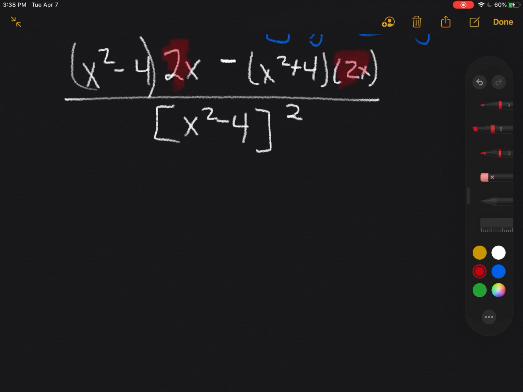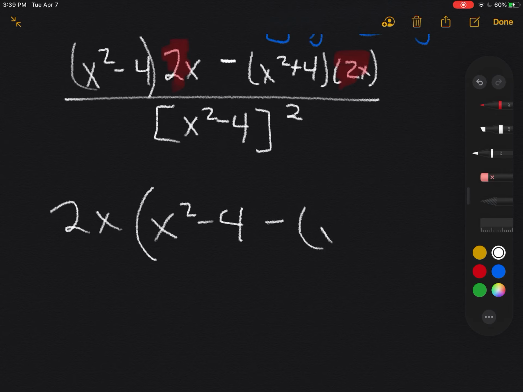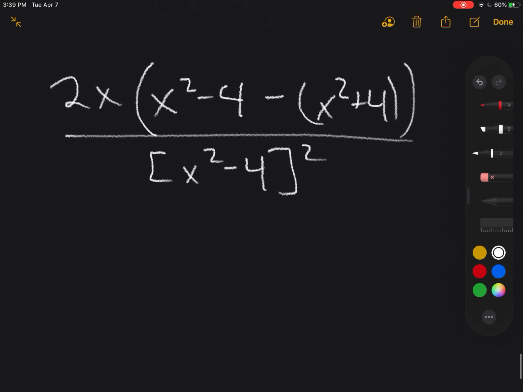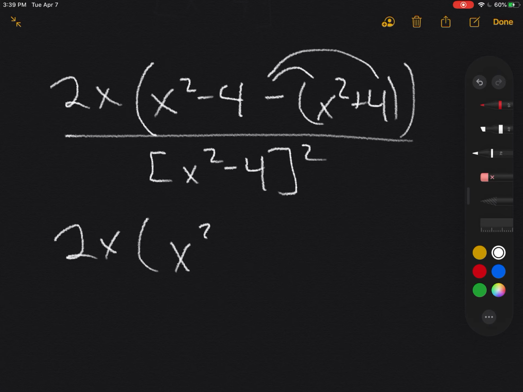So what I see is 2x as a common factor. To use red as a highlighter, I see that I have 2x as a common factor here and here. And so I'm going to factor that out and say I have 2x times (x squared minus 4) minus (x squared plus 4), all over (x squared minus 4) quantity squared.